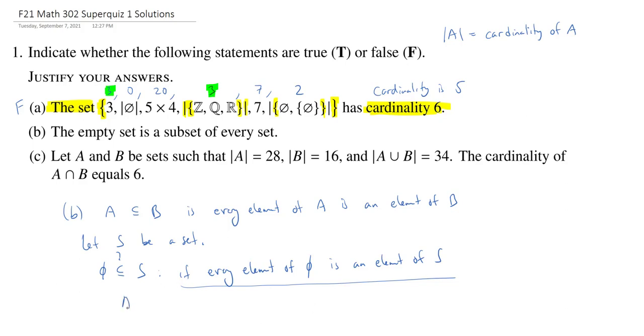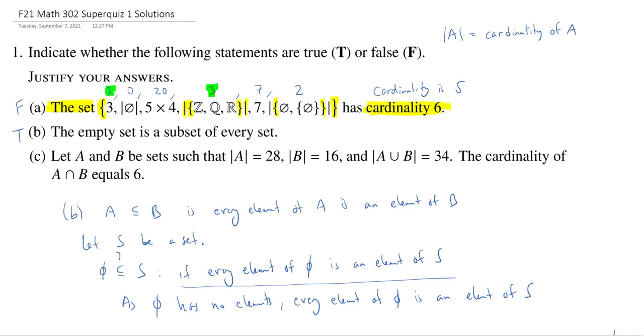Right? So as the empty set has no elements, it's definitely true. Every element of the empty set is an element of S. It's certainly not a false statement. If it was false, you could find some element of the empty set that wasn't in S. But there is no such element because the empty set has no elements. All right, so B is true.